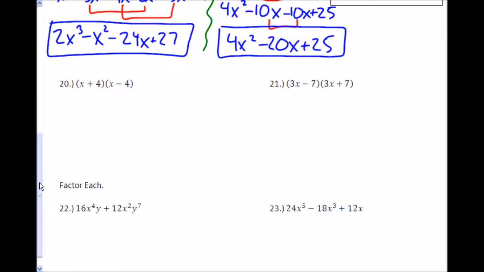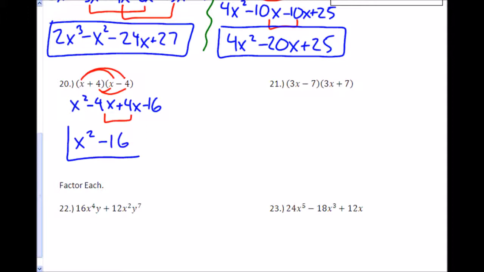In number 20, we could use a shortcut here because these are conjugates. But just to show you, I'm going to distribute the x. That's going to be an x squared minus 4x. I'm going to distribute the 4. That's going to give me a plus 4x minus 16. And now when I combine like terms, the negative 4x and the positive 4x cancel each other out. So it just leaves me with an x squared minus 16, which is our difference of squares.